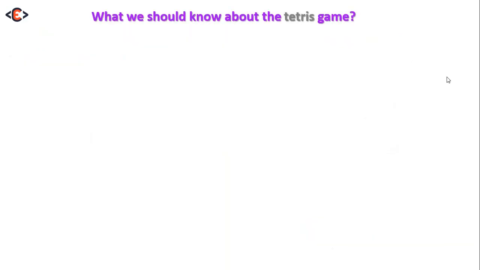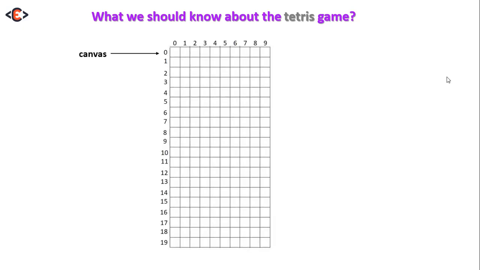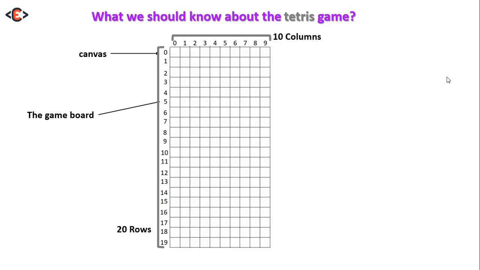What we should know about the Tetris game. Here's our canvas, and this is the board or the game board. The game board has 10 columns and 20 rows. By default, we can use any number of rows and columns we want.